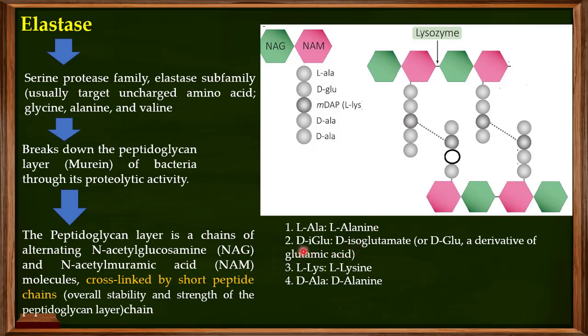It is also written like capital D with a small i. This i refers to the iso-glutamic acid. The third component is L-lysine, and the last two amino acids are D-alanine. So this chain of amino acids connects one chain of NAG and NAM to the other one, thereby providing stability and strength to the peptidoglycan layer.